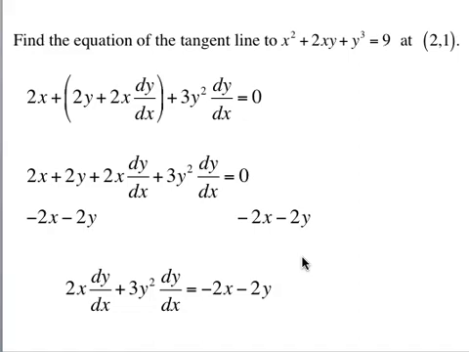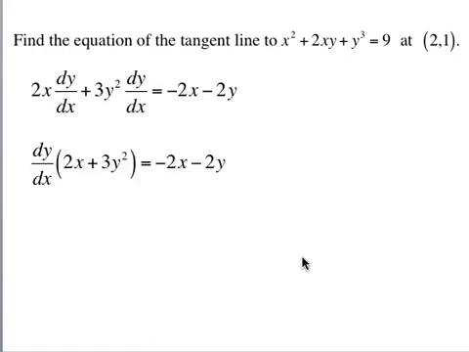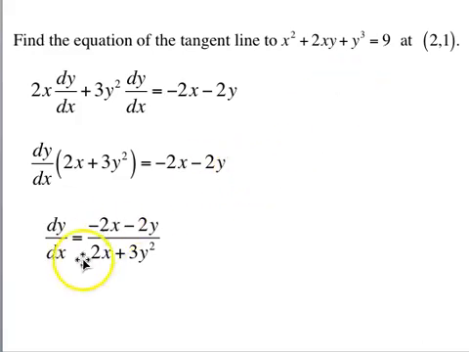Now factor out the dy dx. So we're going to have dy dx times parentheses 2x plus 3y squared parentheses equals negative 2x minus 2y. And to solve for dy dx, we will divide both sides by 2x plus 3y squared. And we have a formula for dy dx. But we want the slope of the tangent, so we're going to plug in a 2 for x and a 1 for y. On top, negative 2 times 2 minus 2 times 1. On the bottom, 2 times 2 plus 3 times 1 squared. That will be the slope of our tangent line.